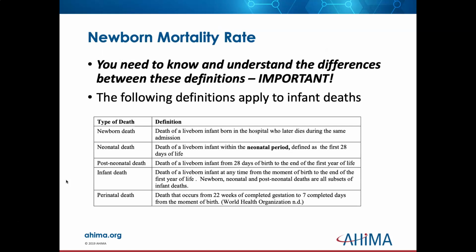Newborn mortality rate. This one is a little more complex because there are all these different types of deaths that apply to everything from newborn to infant. There are newborn deaths and neonatal deaths. They mean two different things. There's post-neonatal death, infant death, and perinatal death. So make sure when you're talking about newborn mortality rates, are you talking about newborns, neonatal deaths, post-neonatal deaths, infant deaths, or perinatal deaths? Those 5 types. So make sure you know the difference in those definitions.